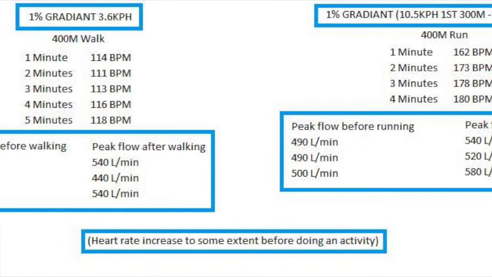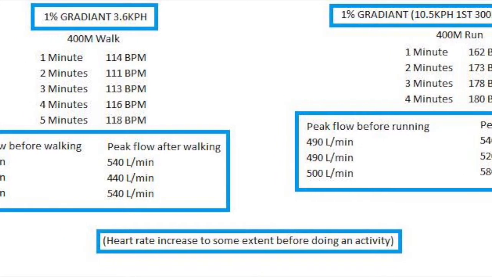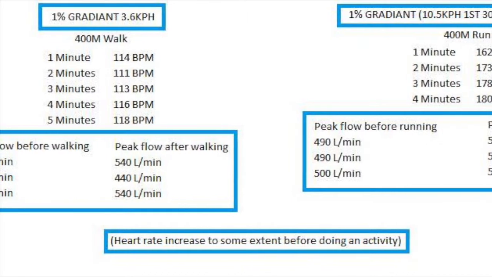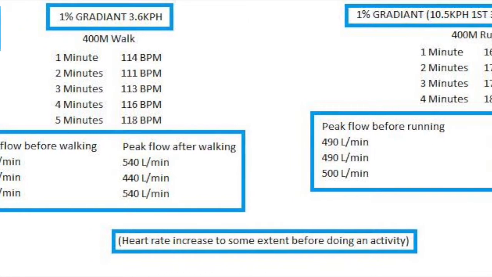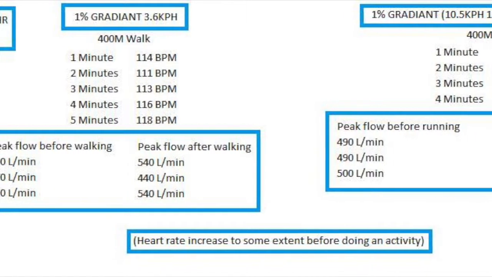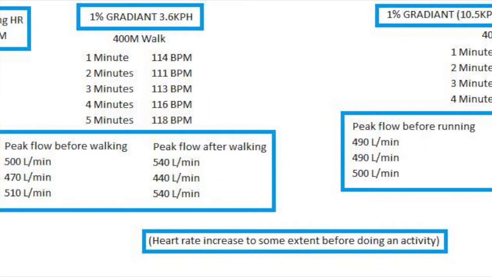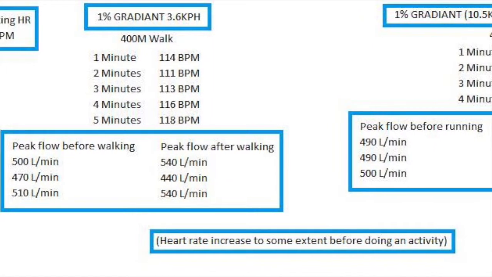Running the 400 metres, we had the incline gradient again set at 1%. This time the speed was set to 10.5 km per hour for the first 300 metres. Then it was felt it could be increased to 11 km per hour for the last 100 metres. The heart rate averaged from 162 beats per minute to 180 beats per minute.